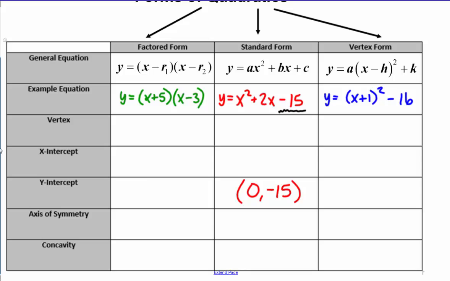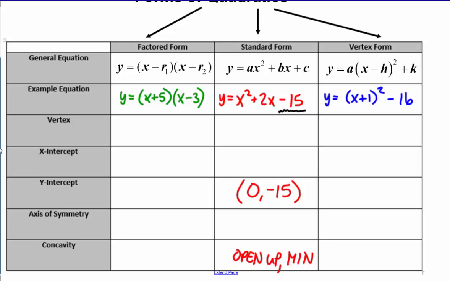The other thing that it tells us is, because our a value of 1 is positive, that means it's concave up. So we can say that our graph will open up, and that means that it will have a minimum, not a maximum. That a value tells us that very, very easily. Now, those are the two real key pieces of information that we can get out of standard form.